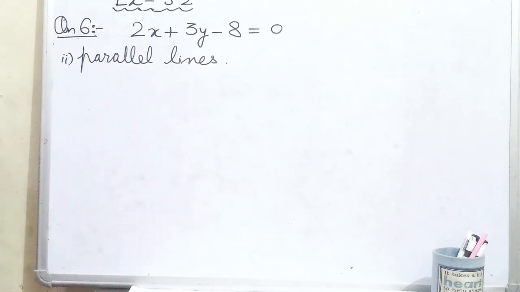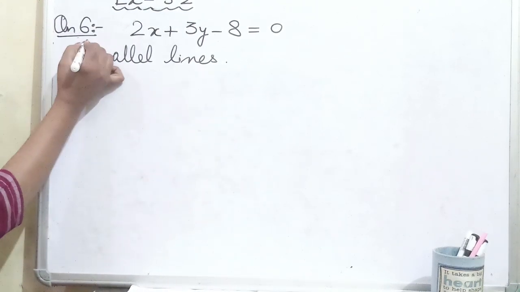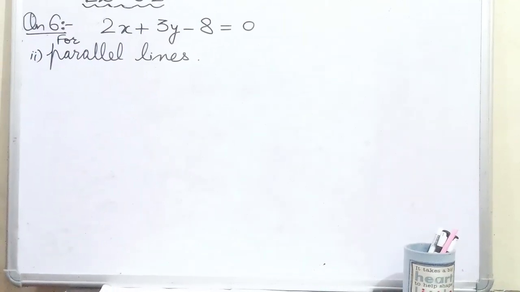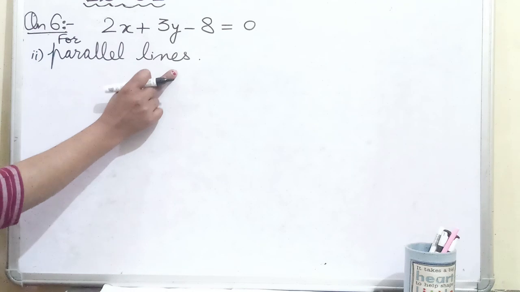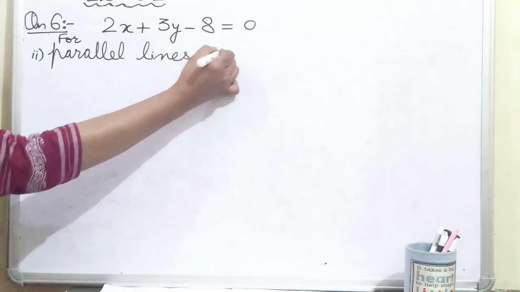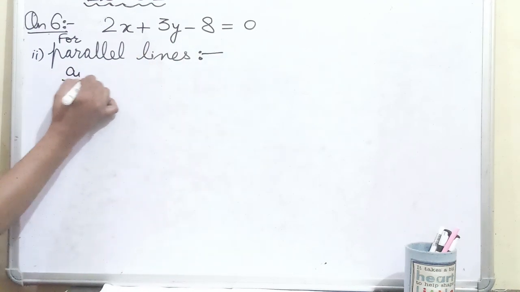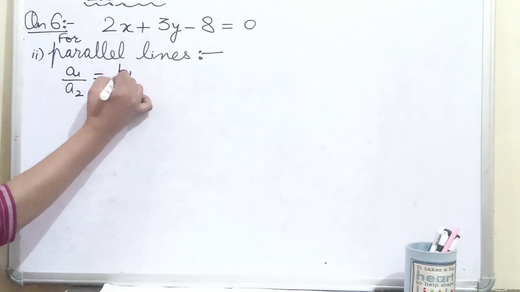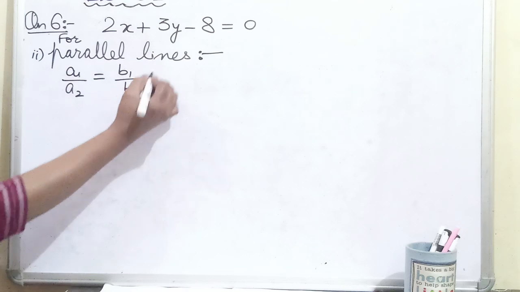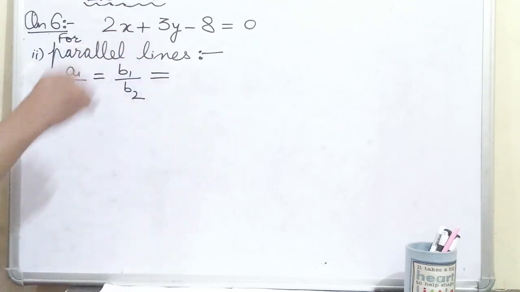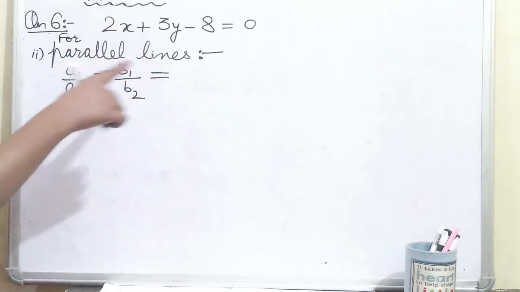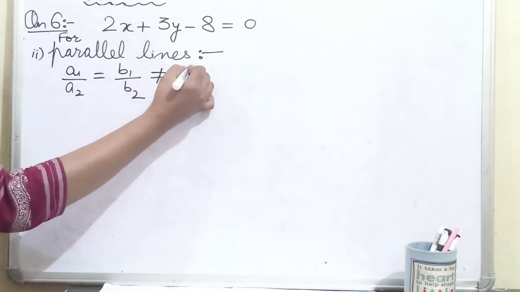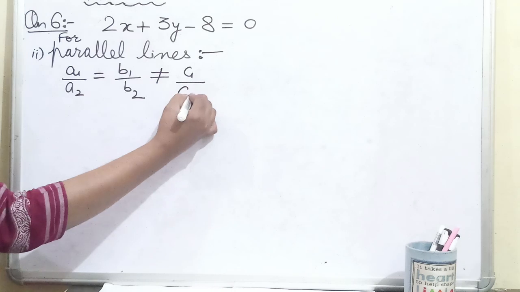So we know that for parallel lines, what is the condition? Tell me the condition. For parallel lines, the condition is A1 by A2 is equal to B1 by B2, and is it equal or not equal? It should be not equal with C1 and C2.